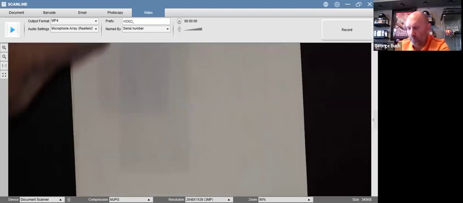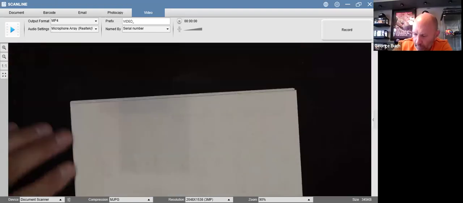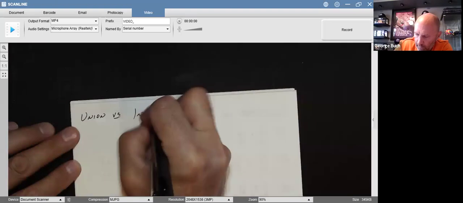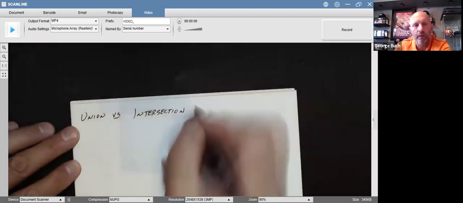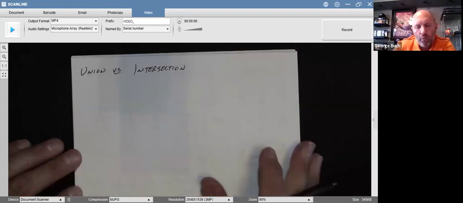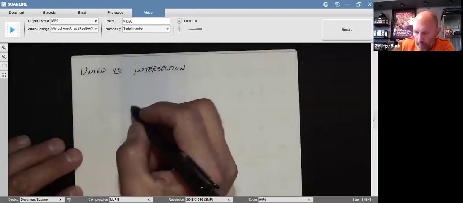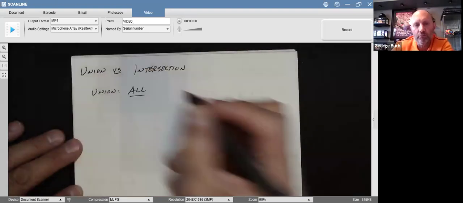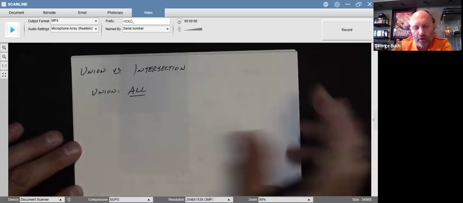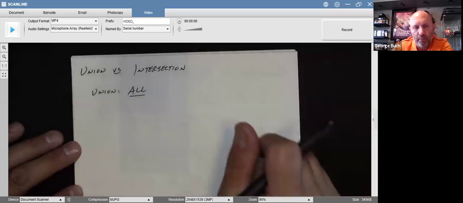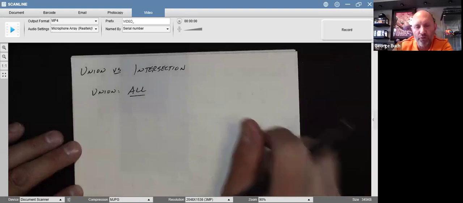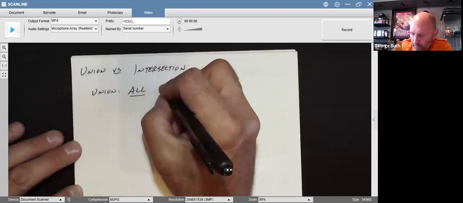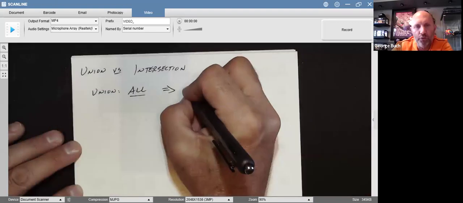So next, I want to talk about union versus intersection. So when we're talking about union, we are talking about all the values from given sets. And so we'll talk a little bit about that in a minute here. But we basically want all the values that are involved. The notation for this is a big capital U.